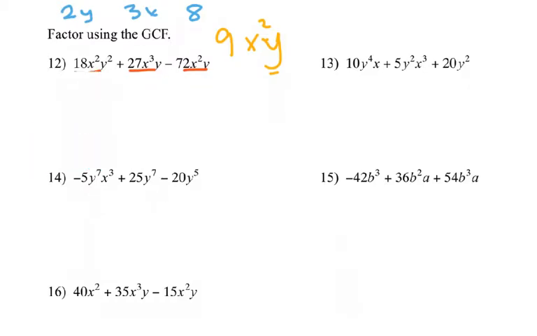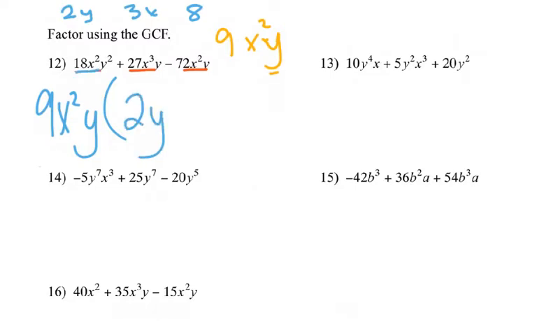So what you do is you take your GCF. And you say, I'm going to multiply that by what? So what do I multiply that by to get 18x squared y squared? 2y. And then I've got plus 9 times what is 27? So 3, and then x squared times x, and then the y. That will give me the 27x to the third y. And then this minus sign has to go there. So 9 times 8, and then I'll have the x squared y. And so this is your answer.